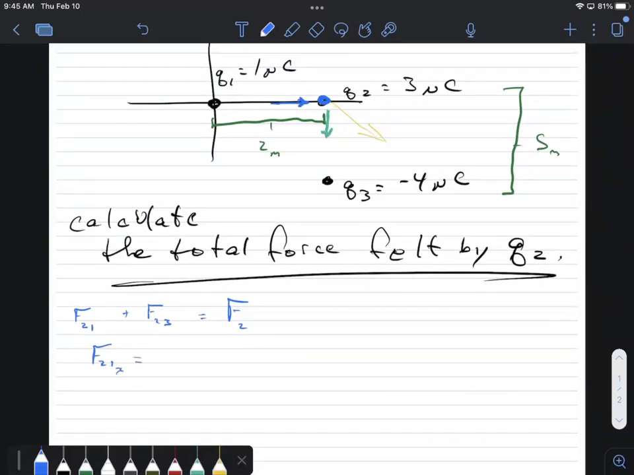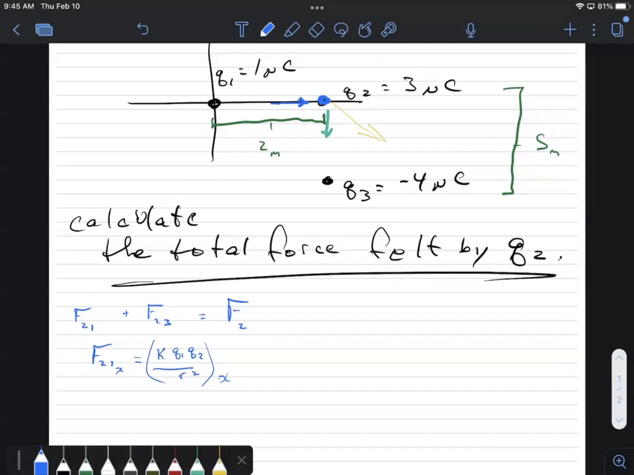Well, the X component, fine. Well, 2, 1, what's his equation? Of course, it's K Q1 Q2 over R squared. And this is going to be in the X direction only.